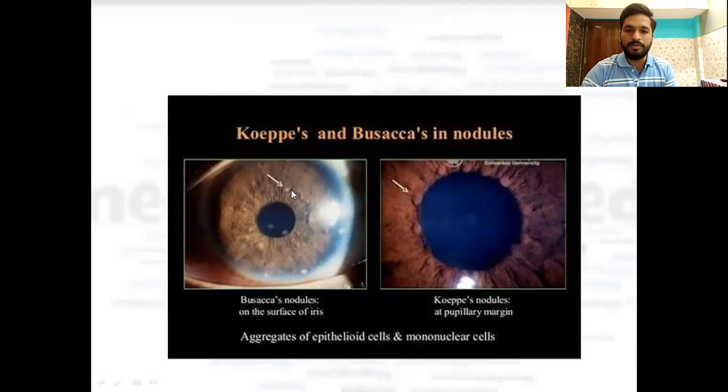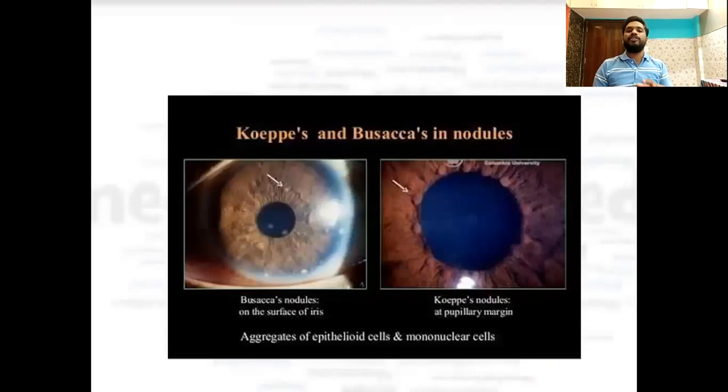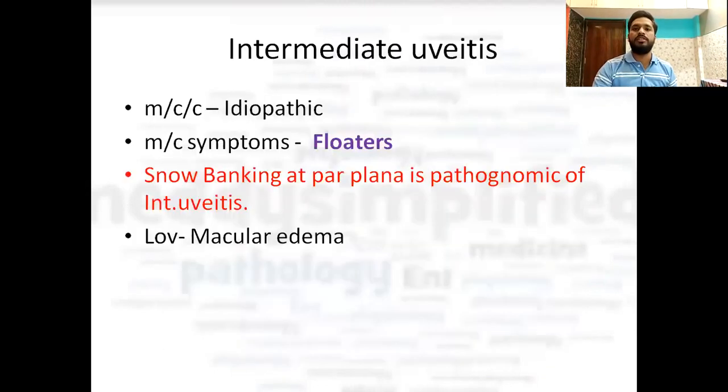Whereas if you can observe properly this arrow, here are some of the iris nodules on the surface of this iris. So this is known as Busacca's nodule, and this is what is actually the iris nodules. It is an aggregate of epithelioid cells and mononuclear cells.